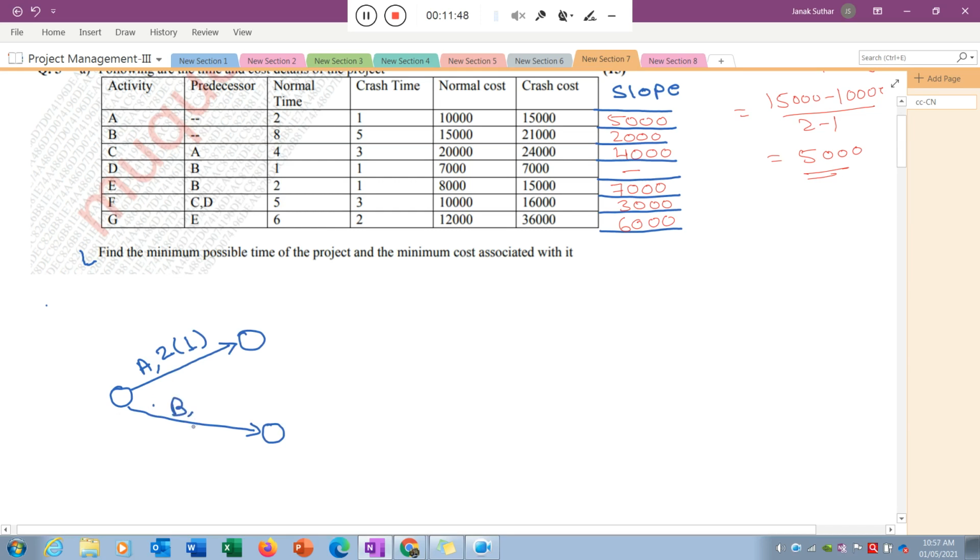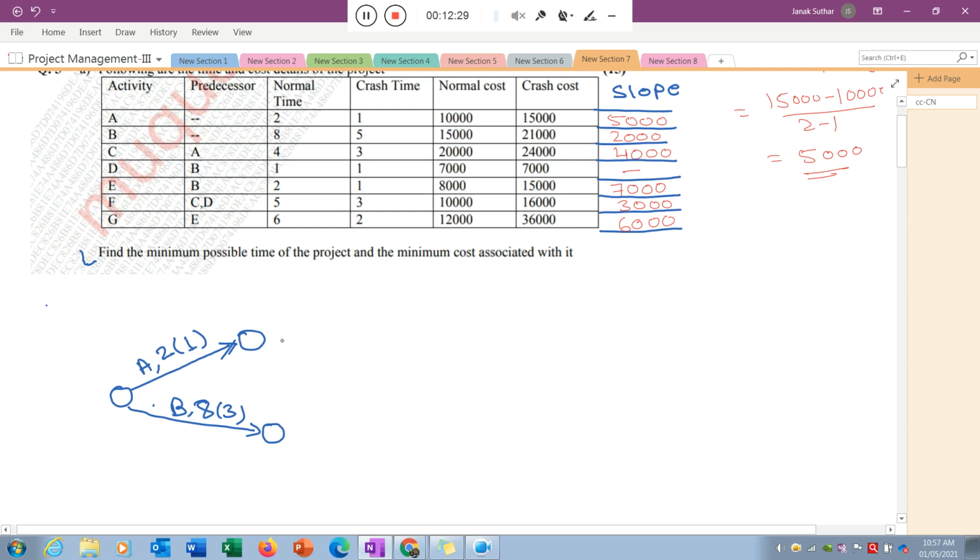Okay, in activity B, how much is the normal time there? That is the 8. And how much reduction is possible in that activity? If I talk about activity B, 8 is the normal time, the crash time is 5. So the reduction feasibility is 8 minus 5, normal time minus crash time, which is equal to 3. So just put 3 here. This 3 tells you that this particular activity B you can reduce by 3 weeks. That is the feasibility.